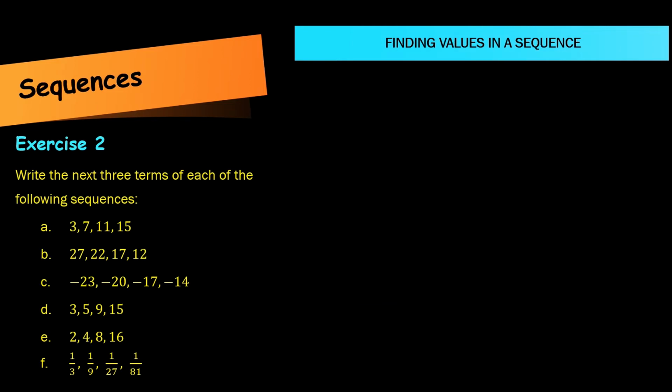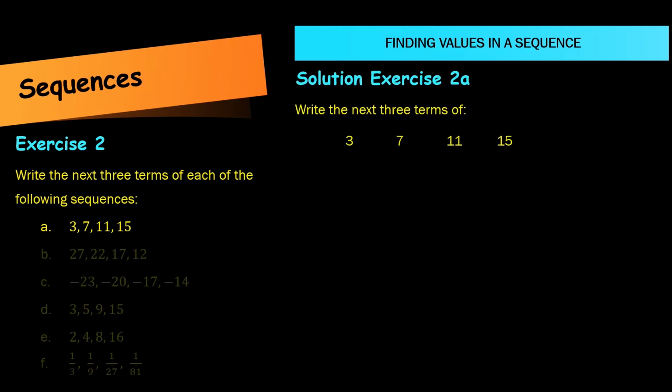And now for the next exercise. We are required to write the next 3 terms of each of the sequences shown on your screen. So let's have a go at part A first. Write the next 3 terms of 3, 7, 11, 15. Let's see if we can spot a pattern.